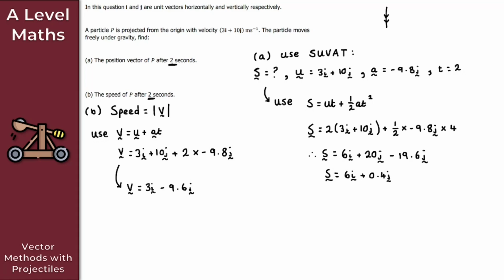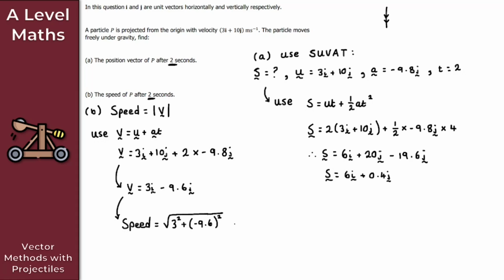But don't forget then, if we want the speed here, we need the magnitude of this velocity vector. So for the speed here, as we've already highlighted, that's the magnitude of the velocity vector. And don't forget for the magnitude here, that's simply an application of Pythagoras. So this is the square root of 3 squared plus minus 9.6 squared. Okay, like so there.